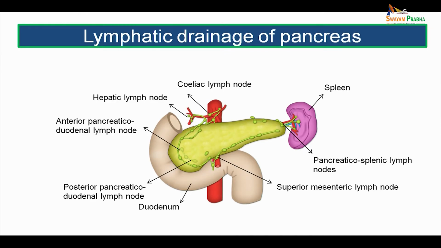This picture here shows us the lymphatic drainage of pancreas. The head and the neck region draining into anterior and posterior pancreatico-duodenal group of lymph nodes, while the body and tail drain into the pancreatico-splenic group of lymph nodes and efferents from all these draining into the superior mesenteric and the celiac group of pre-aortic lymph nodes.